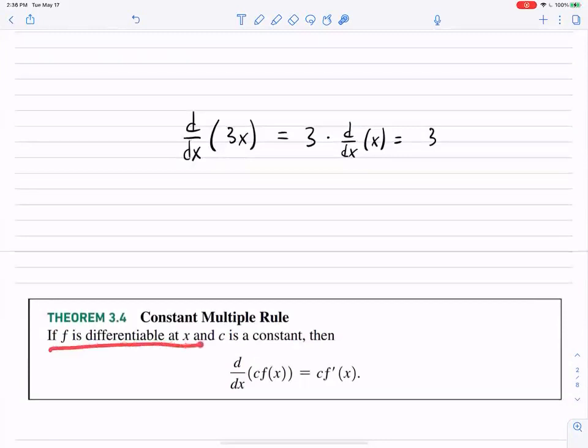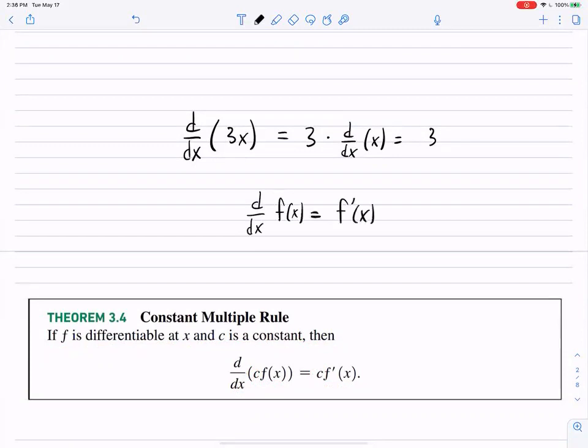And so if f is a differentiable function and c is a constant, then the derivative of a constant times that function is you can just pull the constant out and then take the derivative of the function. Because remember, d dx of f of x by definition is just f prime of x.